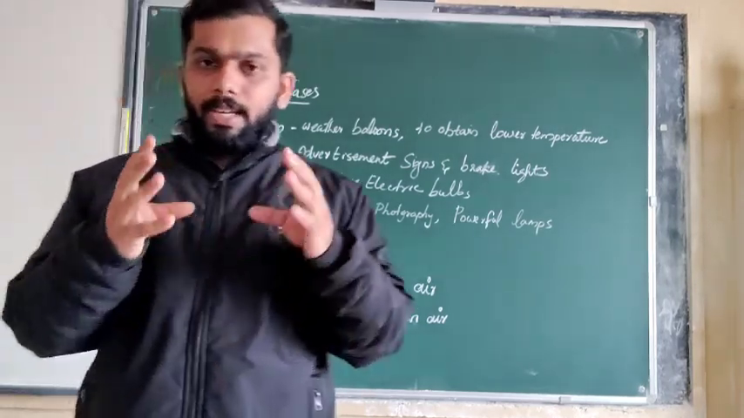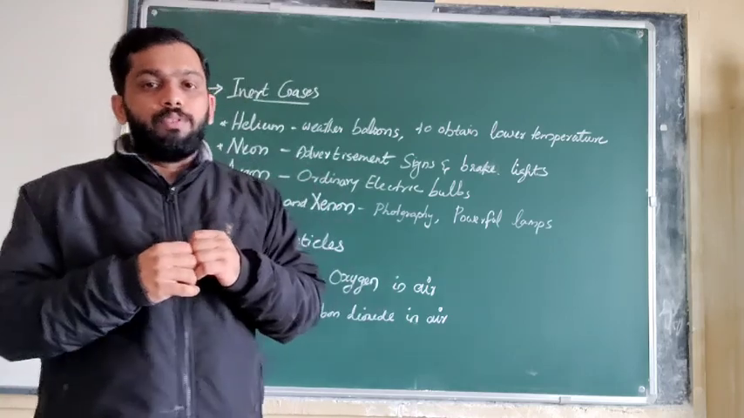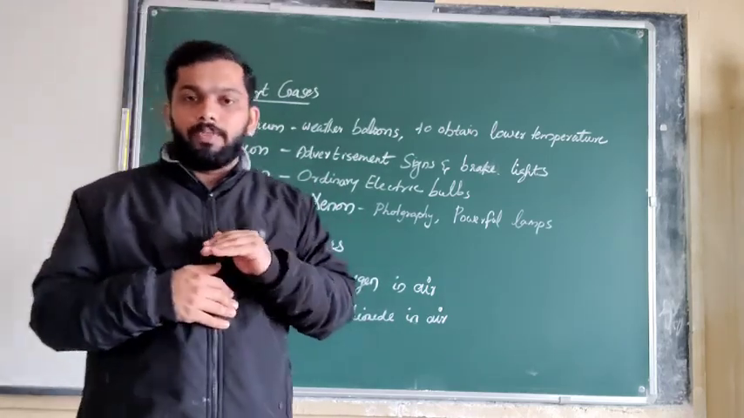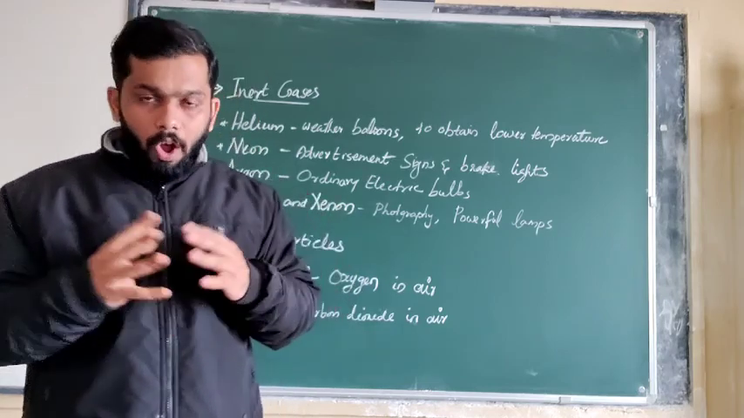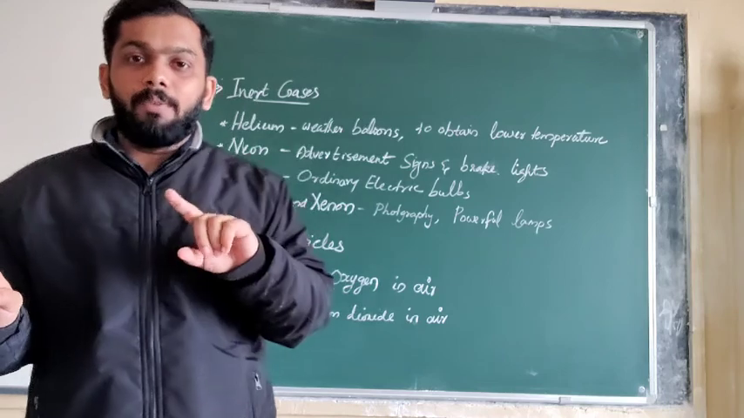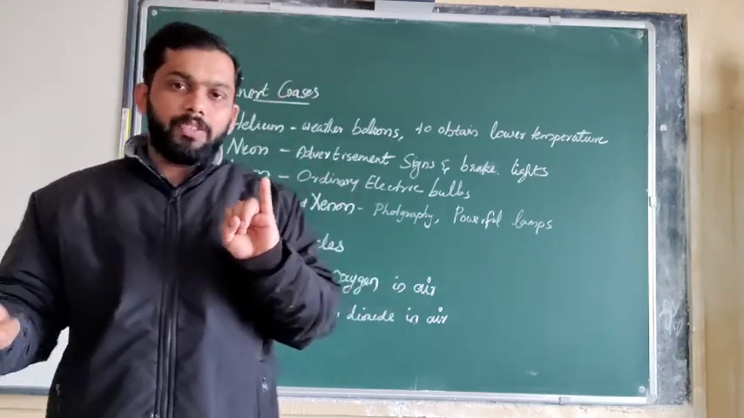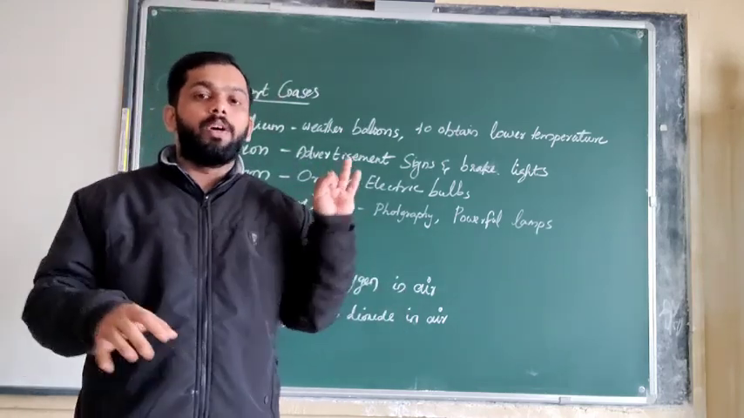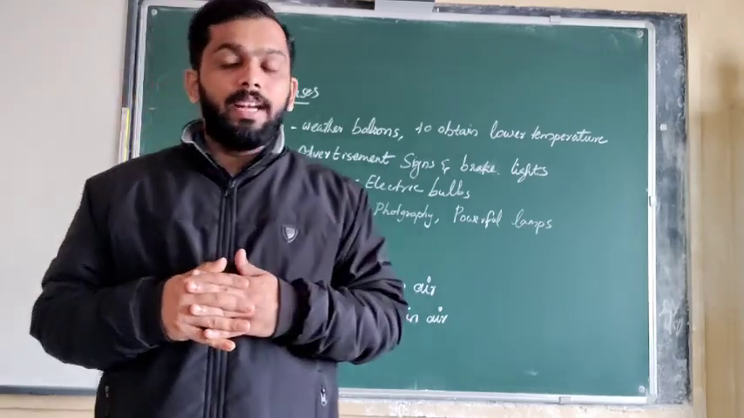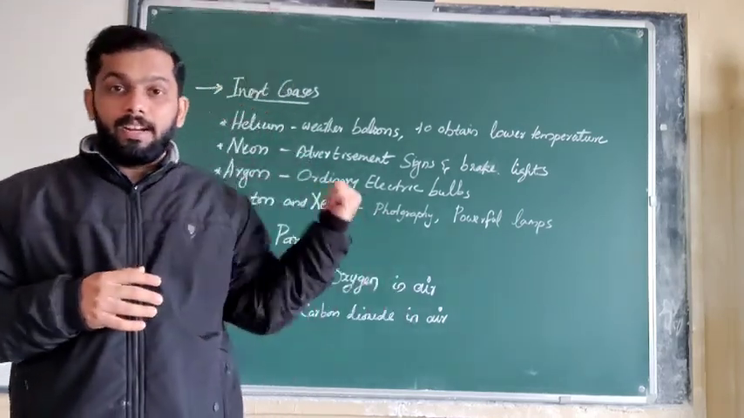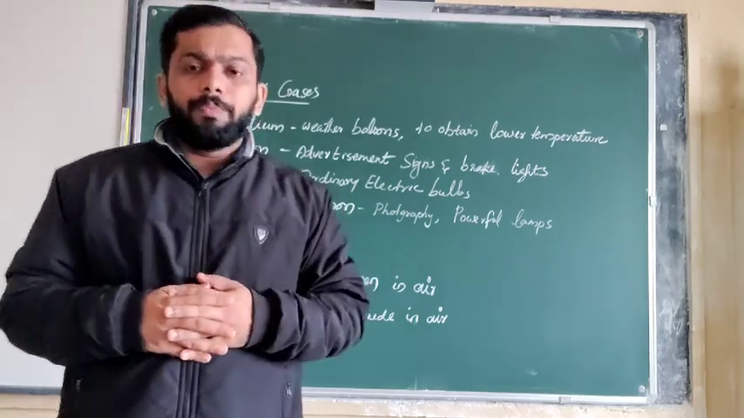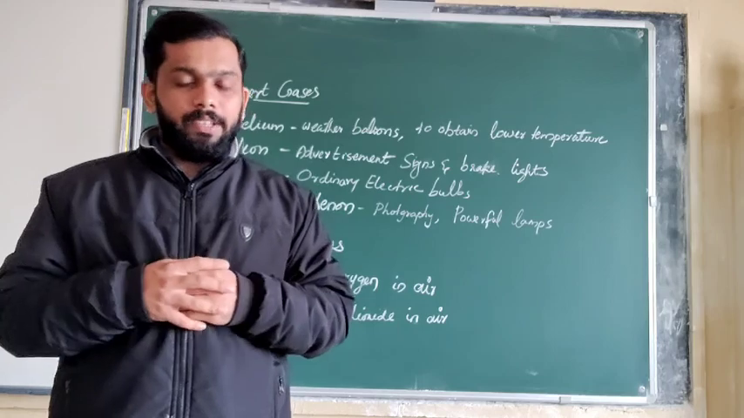So we know that 78% of the atmosphere is nitrogen, followed by 21% oxygen. So 99% of the atmosphere is filled with nitrogen and oxygen, and 1% with other components. Other components we have already discussed: carbon dioxide and water vapor. Two more components are there: inert gases and dust particles.